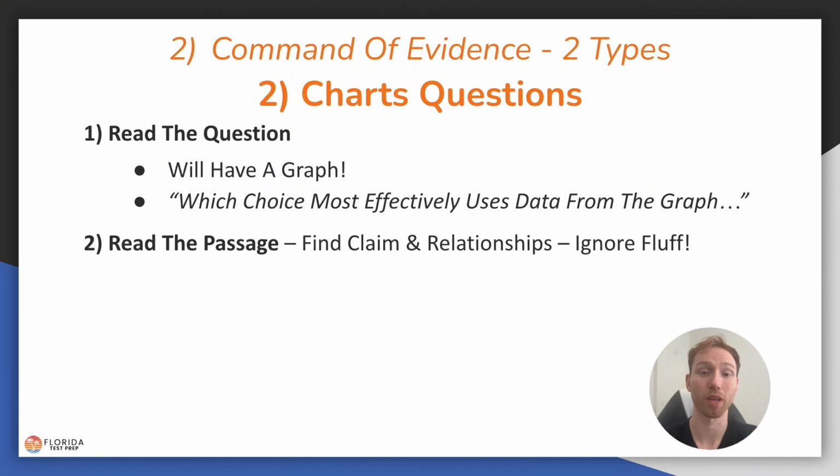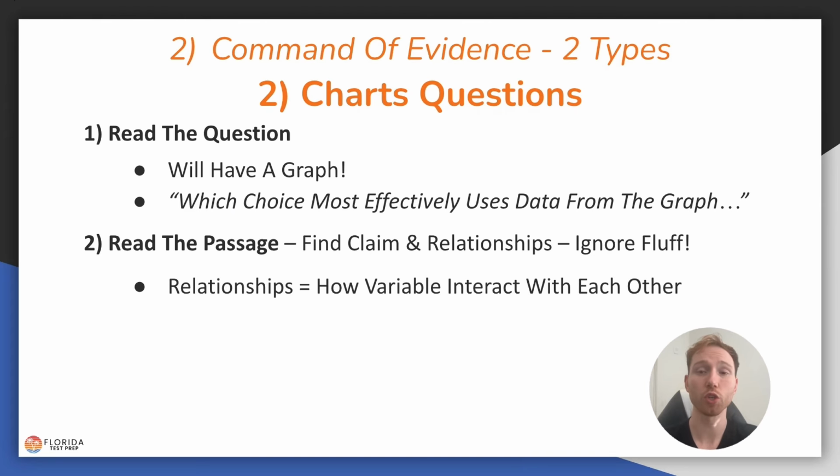The next step is going to be to read the passage. What's by far the most important is that you find the claim and the relationships in the passage. Ignore the rest. Most of the passage will be fluff. Something like 70% of charts passages don't matter. You want to find the relationships and you want to find the claims. What relationships are how variables interact with each other.